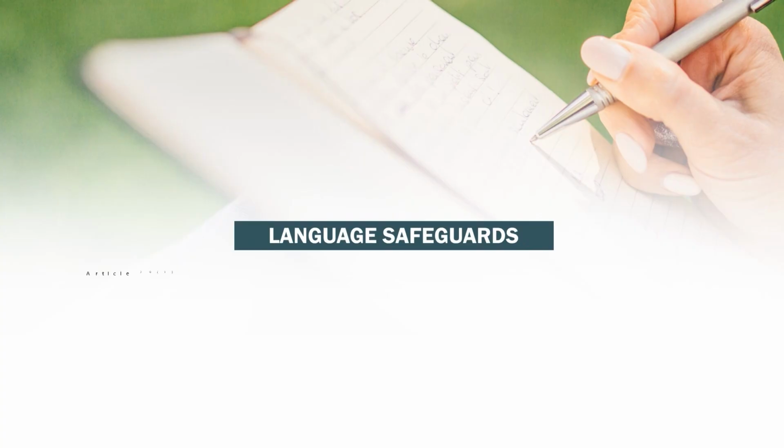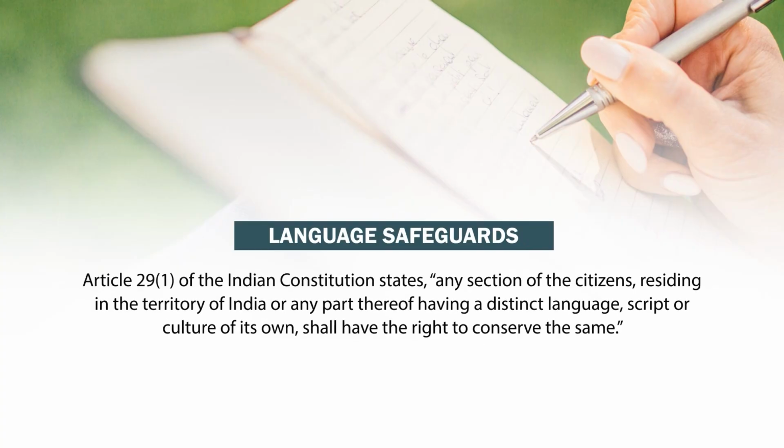One is Article 29 Part 1, or you can say 29(1) of the Indian Constitution, which states that any section of the citizens residing in the territory of India or any part thereof having a distinct language, script or culture of its own shall have the right to conserve the same. That means whatever language you are speaking, you have the freedom to actually protect, conserve, propagate the same language.